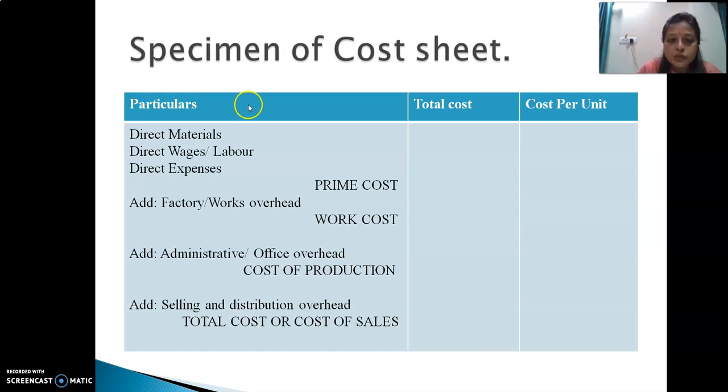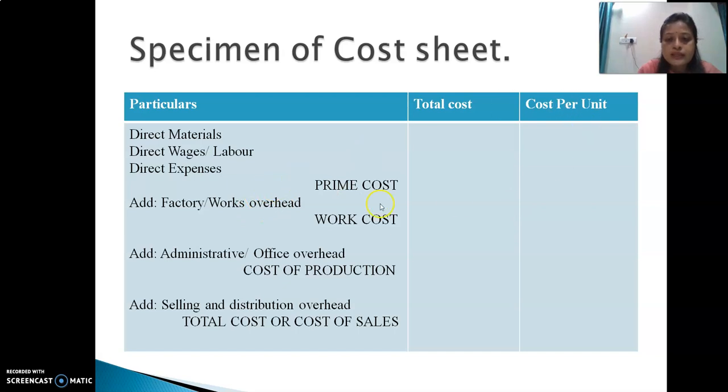The format is particulars, then total cost, then the cost per unit. But one more thing you have to remember: the cost per unit column will come when the number of units produced is given in the question. If the number of units produced is not given, then the format will be particulars, details, then total.